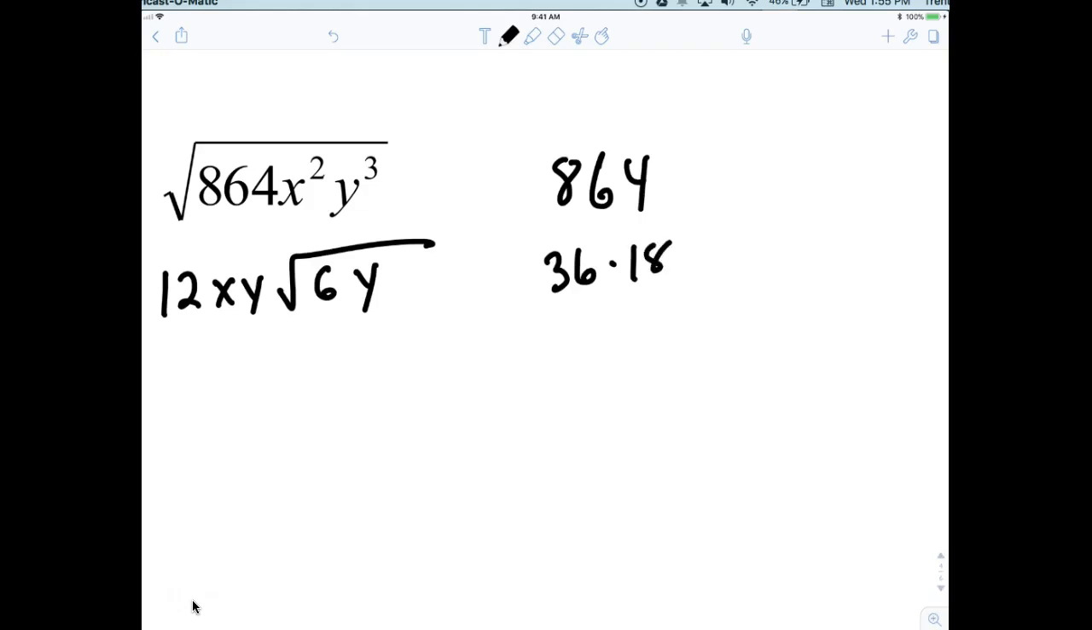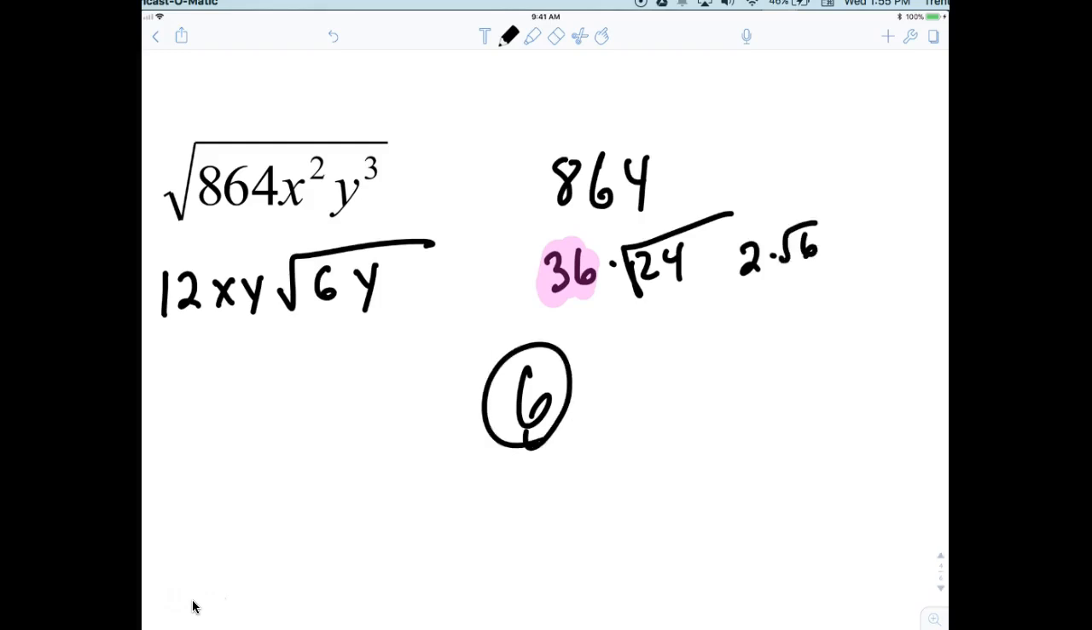36 times 18, right? Somebody do that for me. 864 divided by 36. No, that's not right. 24, not 18. Thank you. All right. So now I'm breaking it down. What's the square root of 36? 6. Now I'm still looking at the square root of 24. And the square root of 24 is what? 2 radical 6.